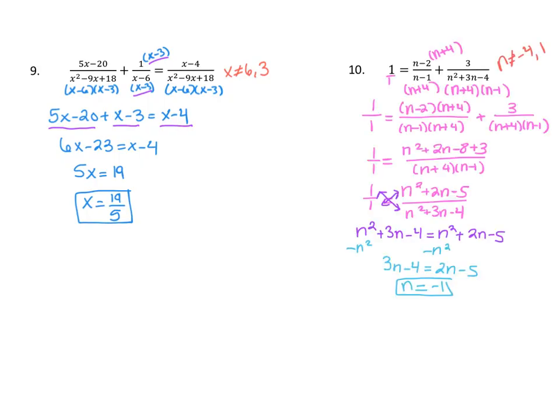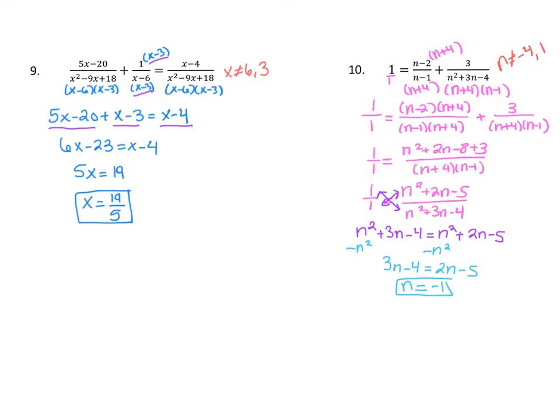So in number 10, I took the approach of getting a common denominator on the right side, which was n plus 1, n minus 4. Once I got the common denominator, I combined the numerators, and I got n squared plus 2n minus 5 all over n squared plus 3n minus 4. Then I cross-multiplied. Remember, I can write 1 as 1 over 1. So when I cross-multiply, I'm really just multiplying the top and the bottom by 1, which means I really am just setting the numerator equal to the denominator.